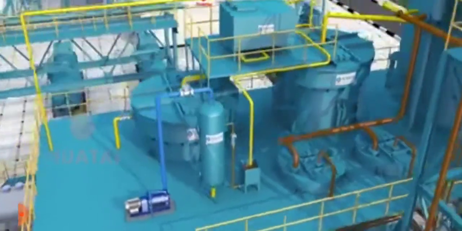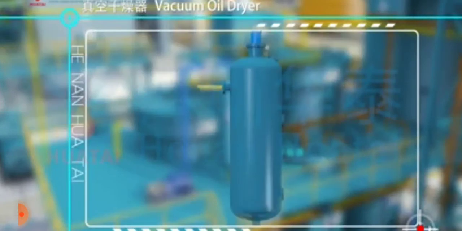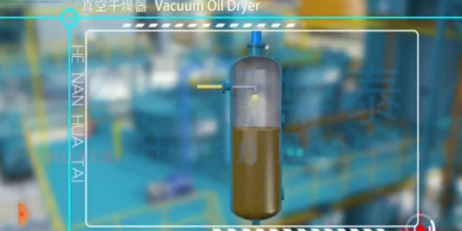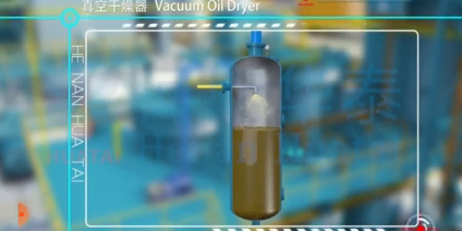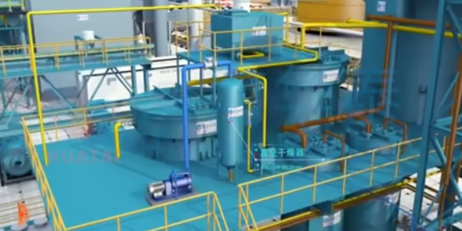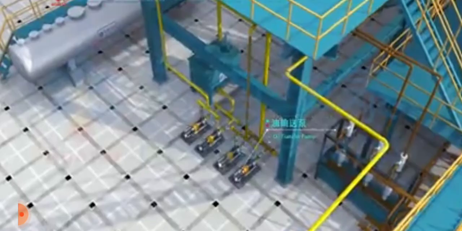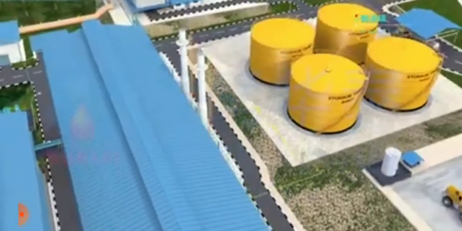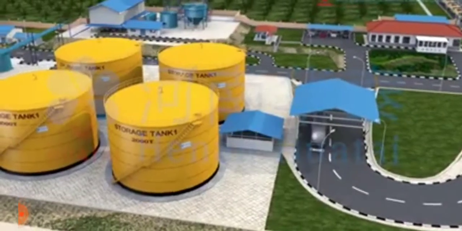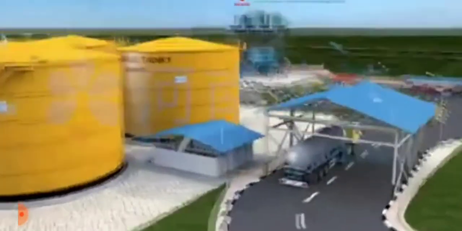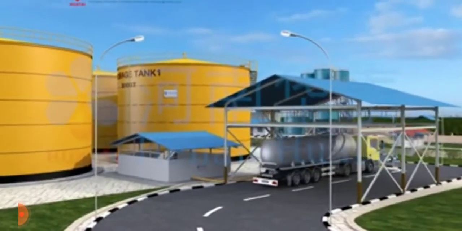Heated oil enters the vacuum oil dryer. The vacuum dryer matches the vacuum system, draws out moisture quickly, and realizes drying and washing of oil. After drying, use the oil transfer pump to convey to the oil storage tank. And use the oil dispatch pump to convey oil to the refining plant or oil tank for later treatment.